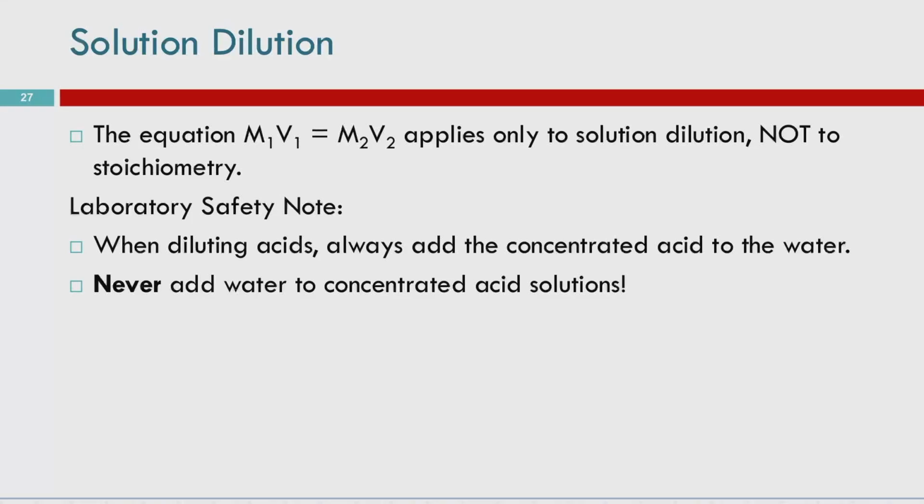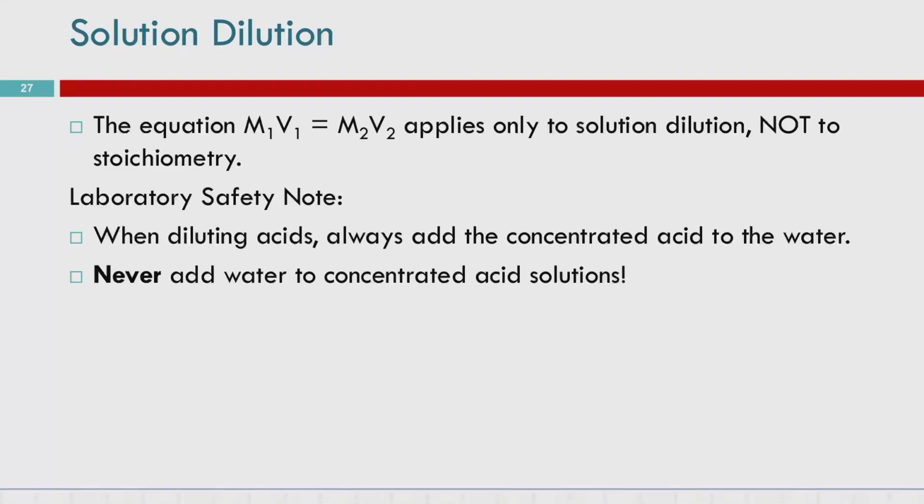Okay, again, this applies only to solution dilution, and it doesn't work for stoichiometry. I'll show you why it doesn't work for stoichiometry later. So the insidious thing about this is that it does work sometimes for the numbers reasons. So it will work if you have a 1-to-1 ratio. If you don't have a 1-to-1 ratio, it doesn't work. There's a way that you can modify it so that it does work. I don't understand it. You could use it maybe, but I don't like it.